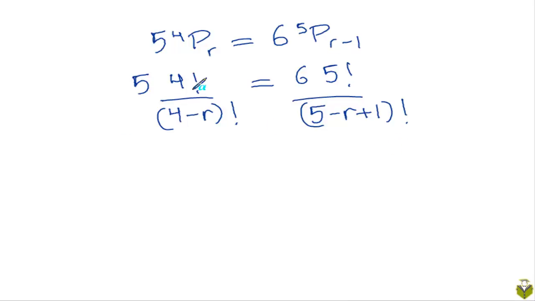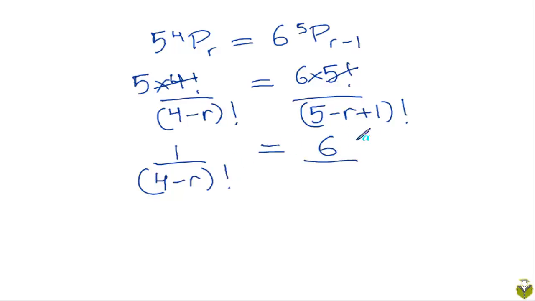Looking at the numerator, we just have 5 into 4 factorial, 6 into 5 factorial. Then you should be able to see that this is 5 factorial on this side, so you can cancel it out with this 5 factorial. We just see that it's 1 divided by (4 minus r) factorial is equal to 6 divided by (6 minus r) factorial, right?